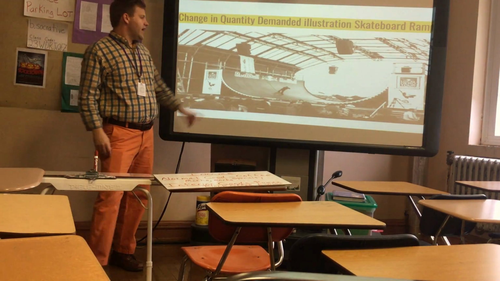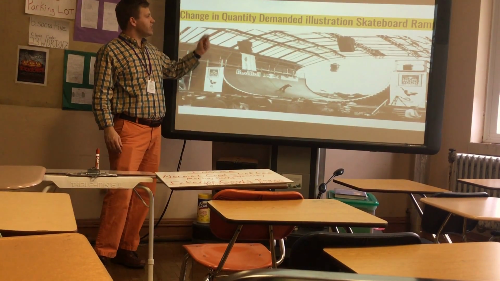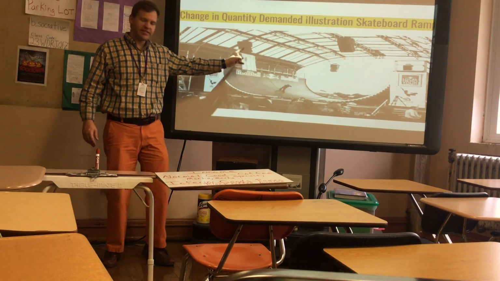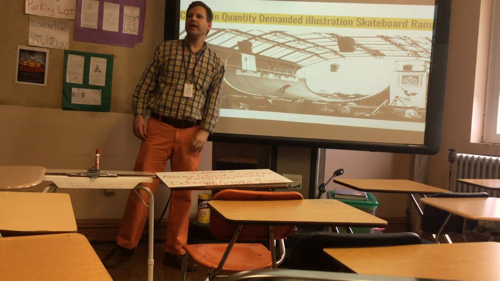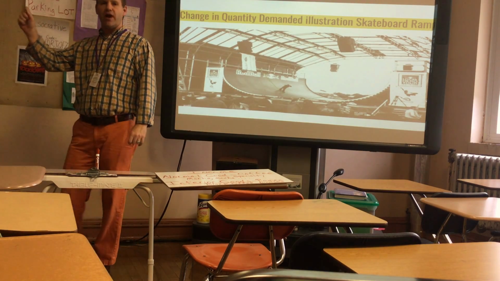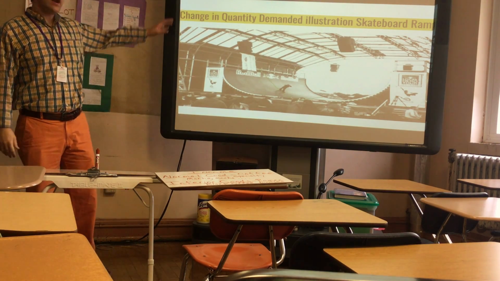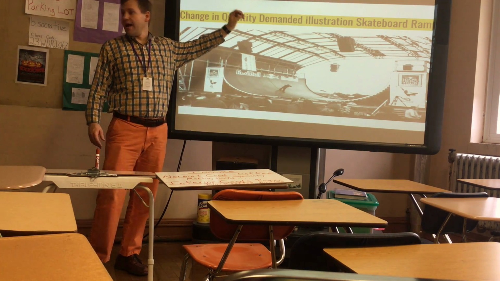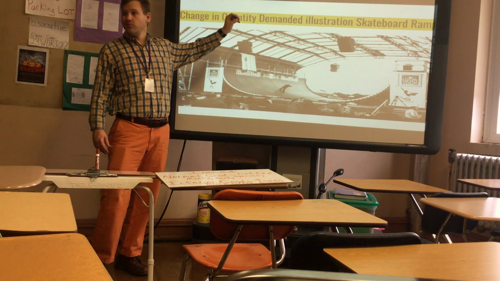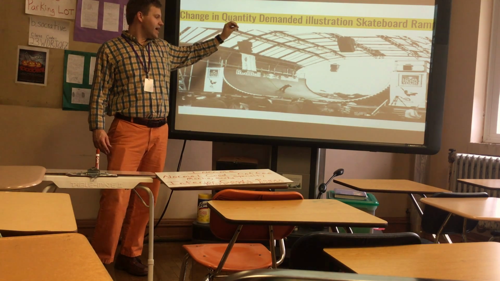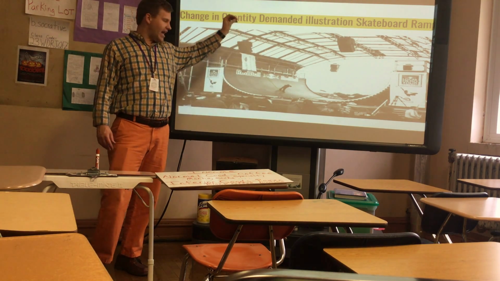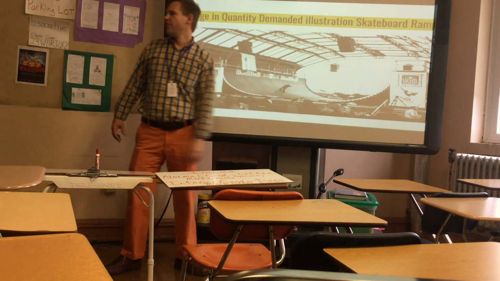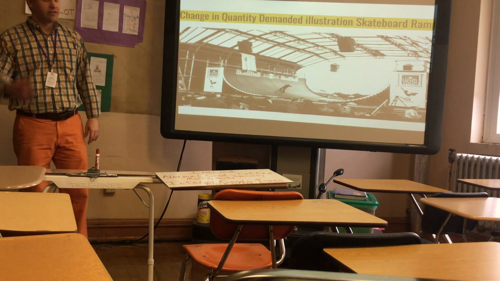Here's a skateboard half pipe. Change in quantity demanded. This green line represents the demand curve that's showing changes in different price points. Doesn't matter what product it is. Products start out at a high price, at least according to this theory, economic model, and it's going to fall down. And as that price falls, more and more people purchase the products or demand the products.